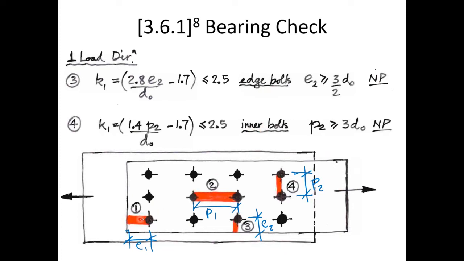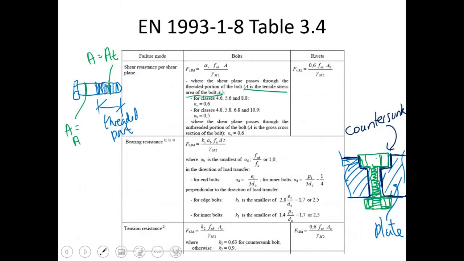And then the k1 value depends if it's an edge bolt or an inner bolt. So an edge bolt, like in this case here, number 1 is an edge bolt in the direction of loading. Number 2 is an inner bolt in the direction of loading. And the k1 value is equal to e2, which is the distance to the edge perpendicular to the loading, and d0 is the bolt hole diameter, 1.7 in there. p2 is the gauge distance in there. Okay, so we worked out what the k1 values were.